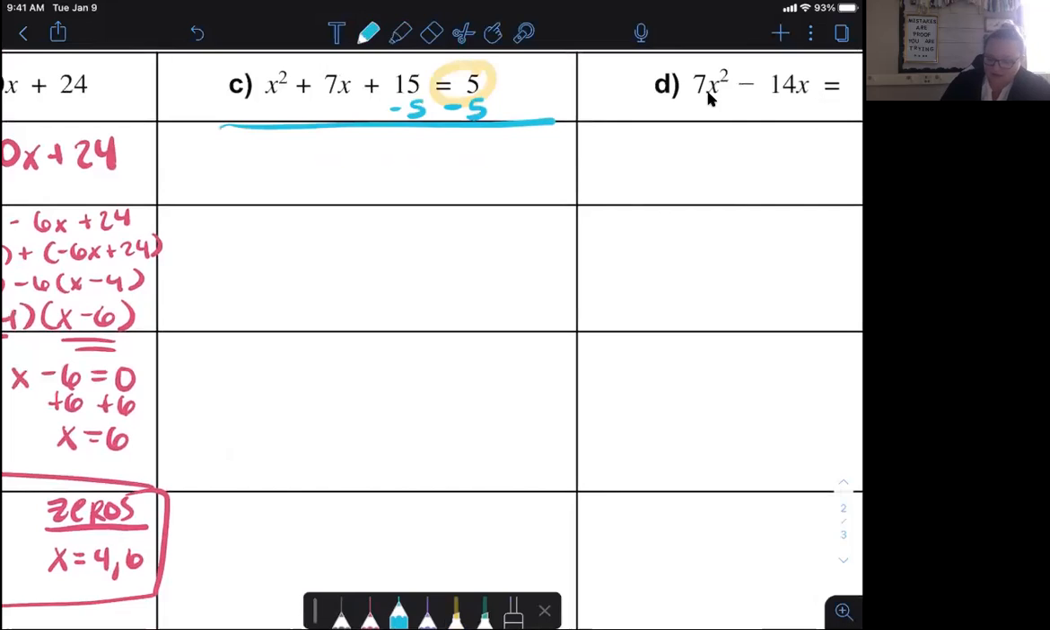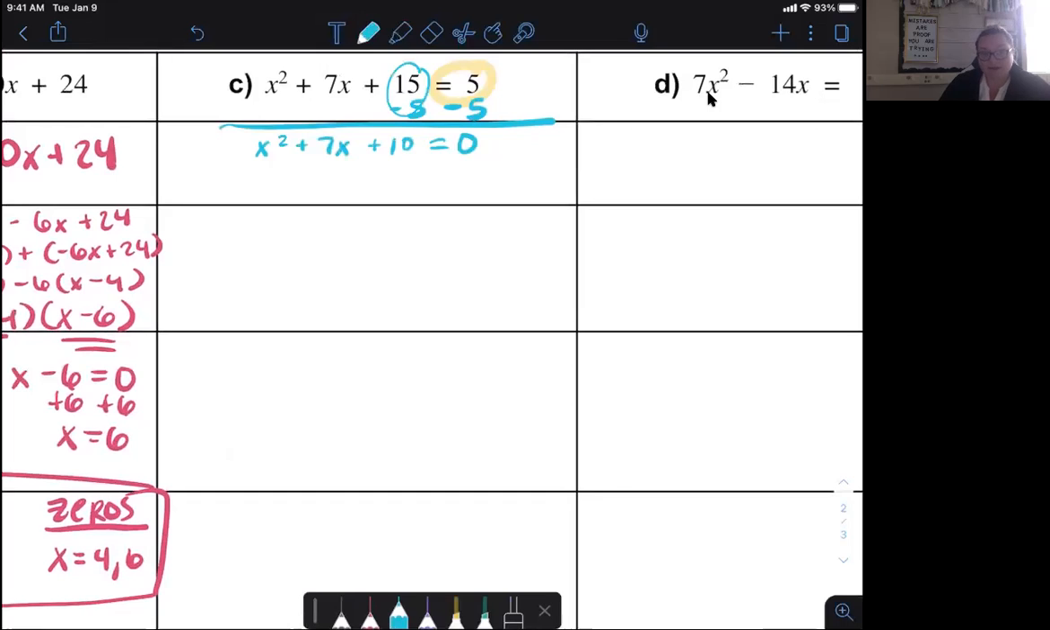When I subtract 5 from 5, I get 0. And then on the right-hand side, x squared plus 7x plus 15 minus 5. 15 and negative 5 are like terms, so I can combine them. So I leave x squared and 7x alone, those don't change. But 15 minus 5 simplifies to 10.